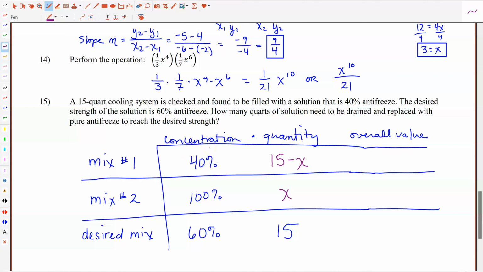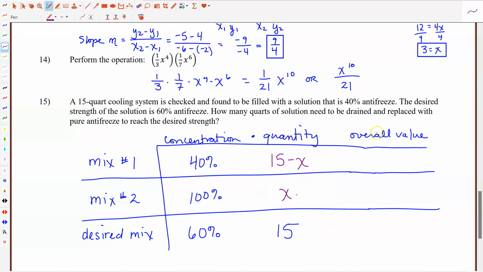Maybe to think about it in terms of a concrete number, let's say the tank holds 15 quarts, and let's say I want 2 quarts of mixture number 2, the pure antifreeze. Well, if I have 2 quarts of this, then I must have 13 quarts of the other in order to have 15 quarts total in my system. So if I know what the total is, I take away what I've already accounted for, and it tells me what's left. Okay, so I can write an algebraic expression for that first mixture.